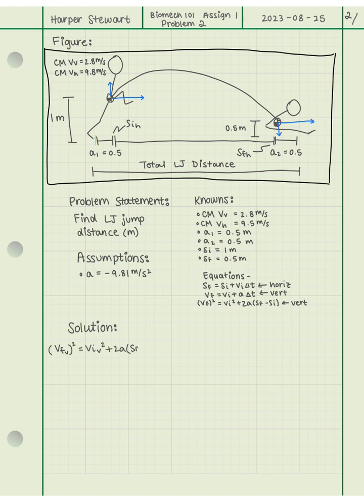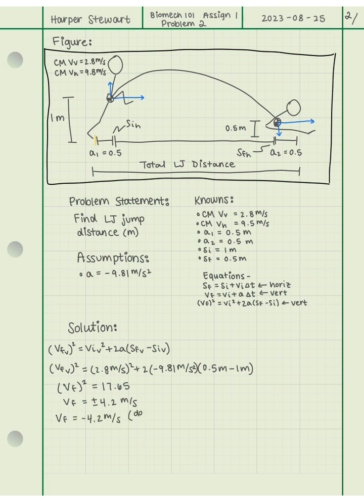So now we've figured out our approach with our equations, so we can begin to solve. Using that last equation, we're able to plug in all of our knowns: the initial vertical velocity, the acceleration due to gravity, and also the position of the center of mass at the initial and final points of the jump. When we plug all that into our calculator, we're going to get a value of 17.65, and then we need to take the square root of that, which is going to leave us with either plus or minus 4.2 meters per second. However, we know in this example, when the athlete is landing, they're generating a downward vertical velocity at that initial contact, so we're going to use the negative 4.2 meters per second value.